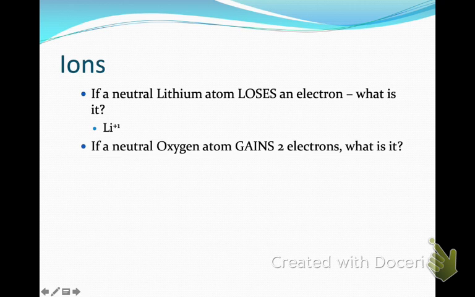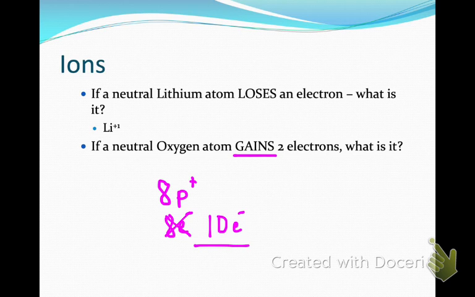If a neutral oxygen atom gains 2 electrons, what is it? We actually kind of looked at this one as well. So oxygen normally has 8 protons. And if it was neutral, it would have 8 electrons. But it says it gains 2 electrons. So it doesn't have 8 anymore. It has 10 electrons. 8 protons and 10 electrons leaves me with 2 extra electrons, which means I've got a -2 charge. And so if I was going to write that, I would write it as O -2.